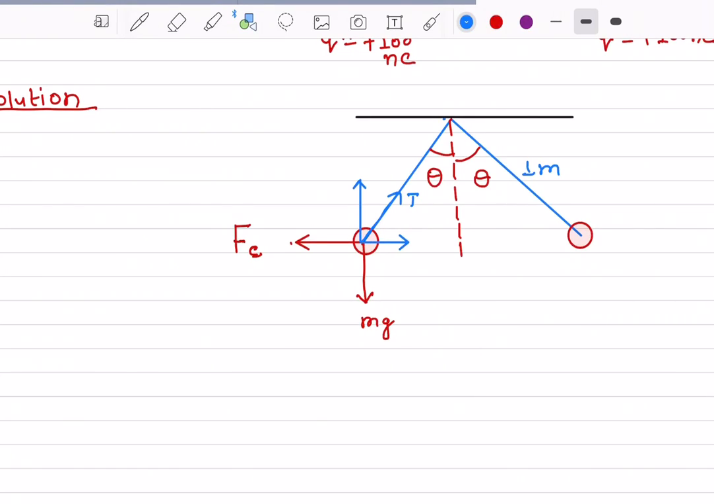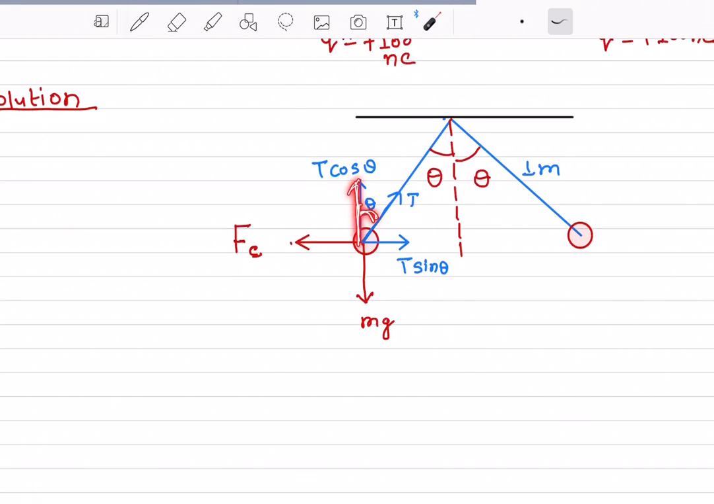This tension, we're going to resolve into two components. The one component will be in the vertical direction, and the other component will be in the horizontal direction. As this angle is theta, this angle will also be theta. As this is T, the vertical component will be T cosine theta, and the horizontal component will be T sine theta.